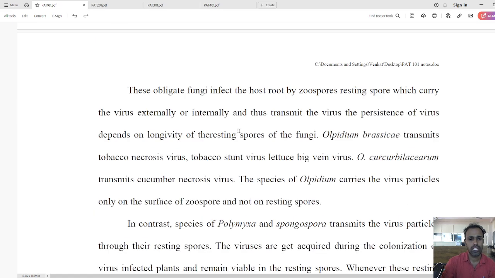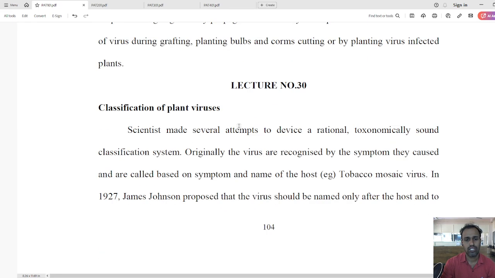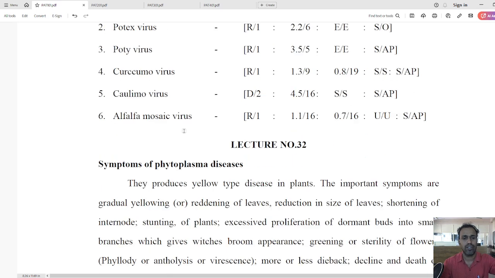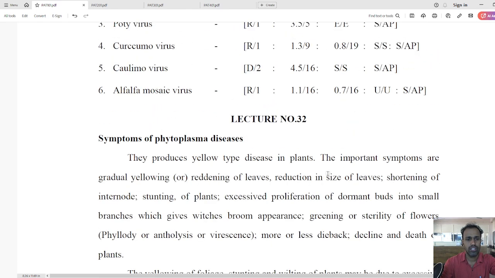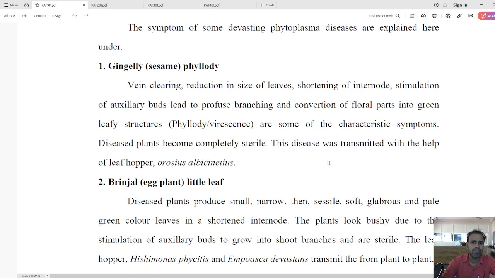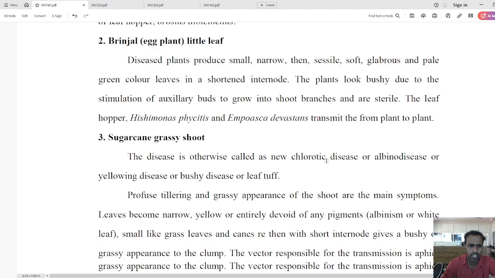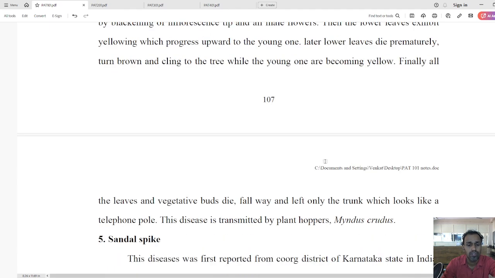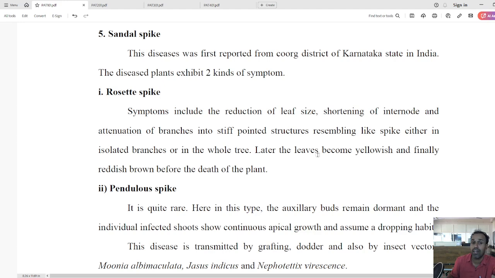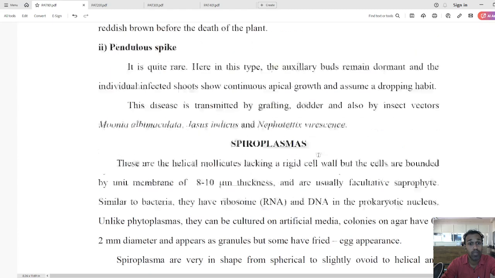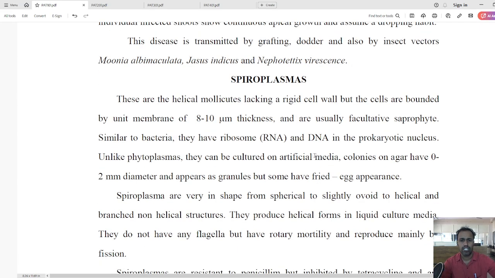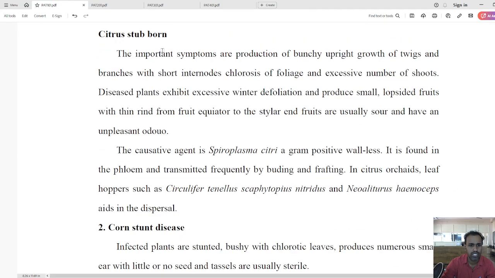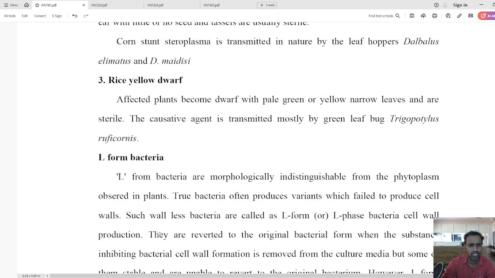Then coming to the next group, this is over. Another thing in the classification, as already told, is the next group of pathogens. Phytoplasma symptoms: sesamum phyllody, brinjal little leaf, sugarcane grassy shoot, cotton lethal yellowing, sandal spike. Tomato or papaya big bud also. Spiroplasma, the only difference is helical morphology, and they are culturable also. Diseases are citrus stubborn disease, corn stunt disease, rice yellow dwarf disease.